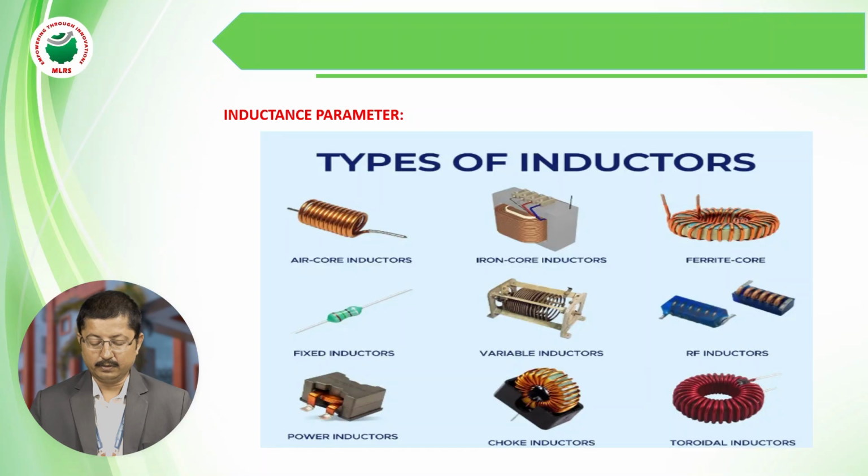Okay. So these are the types of inductors. The first one is the air core inductor, then iron core inductor, ferrite core inductor, fixed inductors, variable inductors, radio frequency inductors, power inductors, choke inductors, and toroidal inductors. These are the different types of inductors we can use for different applications, like in electronic circuits and electrical circuits.